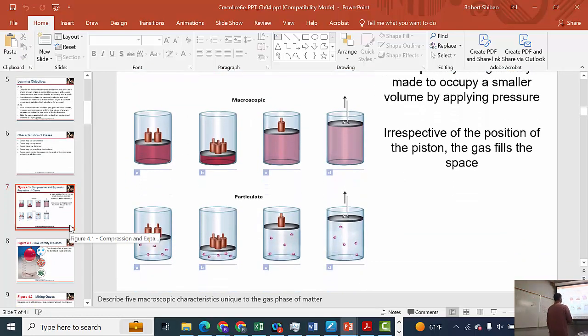And so this is in terms of macroscopic, this is in terms of particulate. This is putting more weight on here, more force to push it down. So this is going to compress the gas. So we have compressed gas. When we compress the gas, we get rid of some of the empty space here. And it requires some work, so we need more weight here to push it down. We can remove some weight and the gas will expand here. And we can remove all the weight and it'll expand a little bit more.